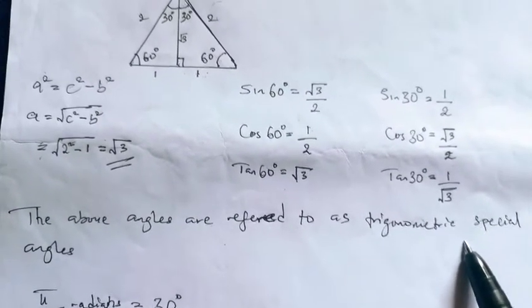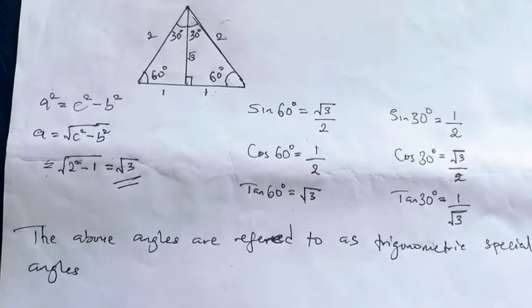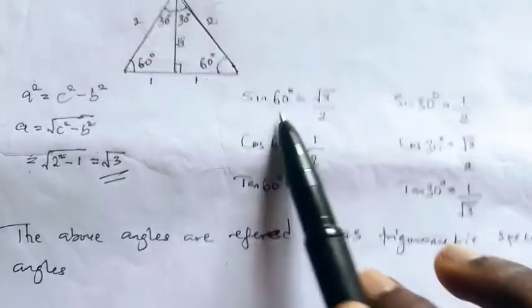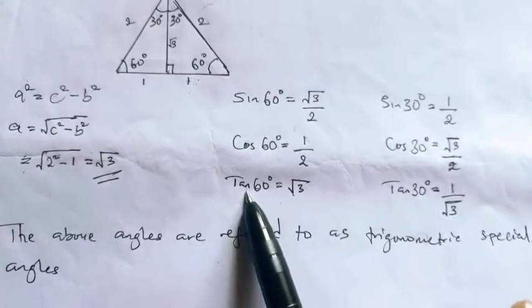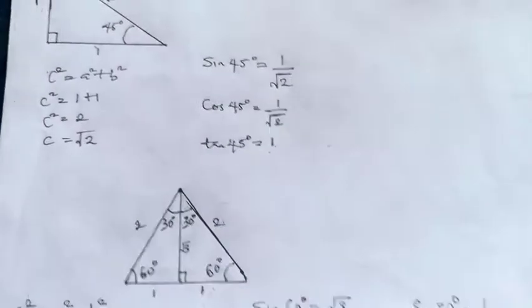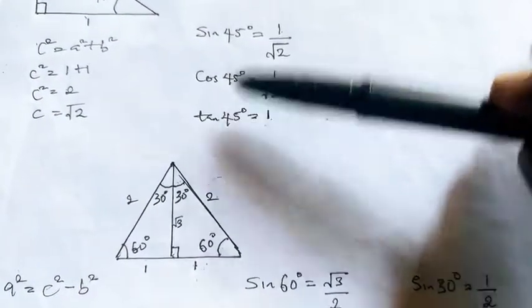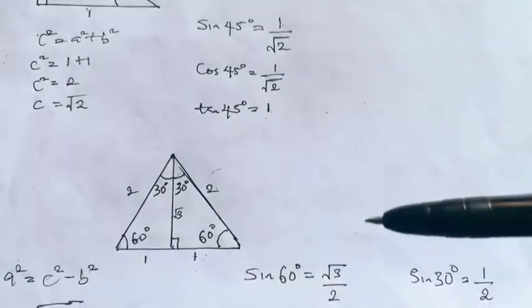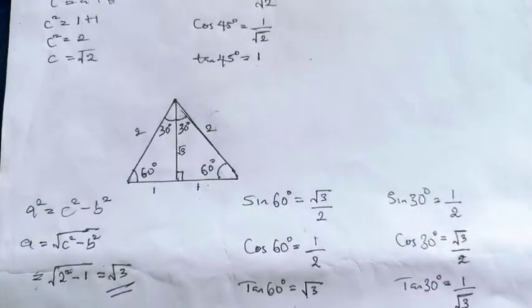And why are they called special angles? Because these are easy to evaluate without using a calculator. So if you even insert all these numbers into your calculator, they come out to become sine 60, cos 60, and tan 60. So same goes with the sine 45, cos 45, and tan 45. Inserting this into your calculator, you get these answers here, and that is why they are called trigonometric special angles.